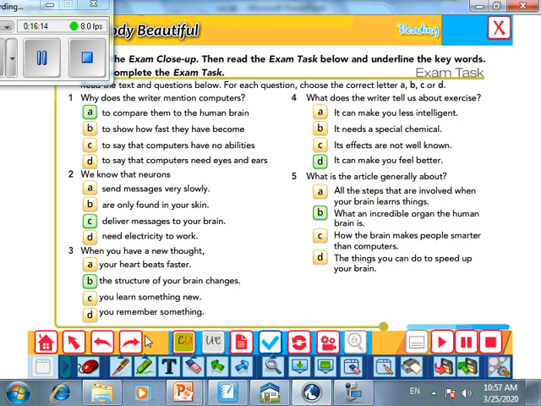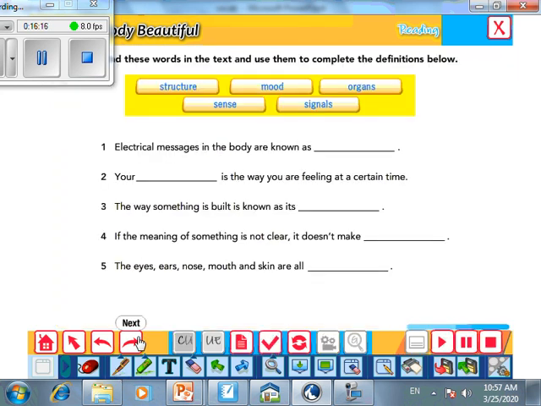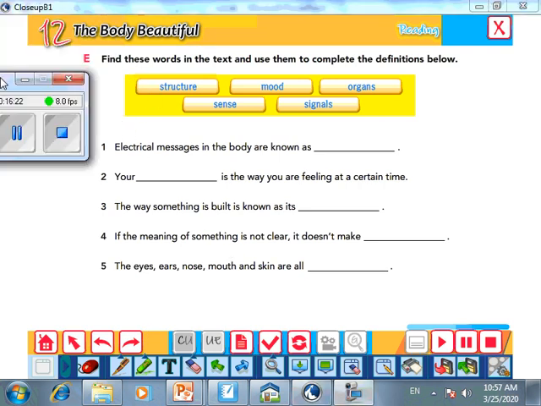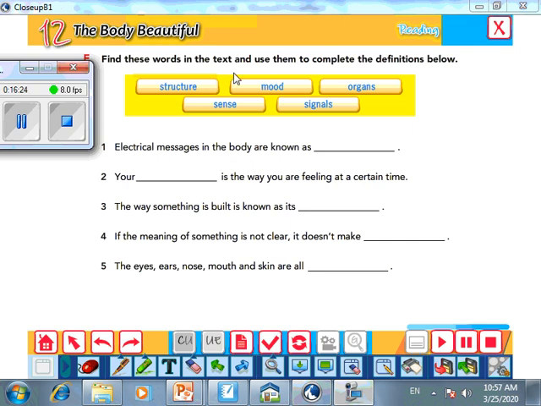So let's move to exercise E. Here, find these words in the text and use them to complete the definitions below. Structure, mood, organs, sense, signals.